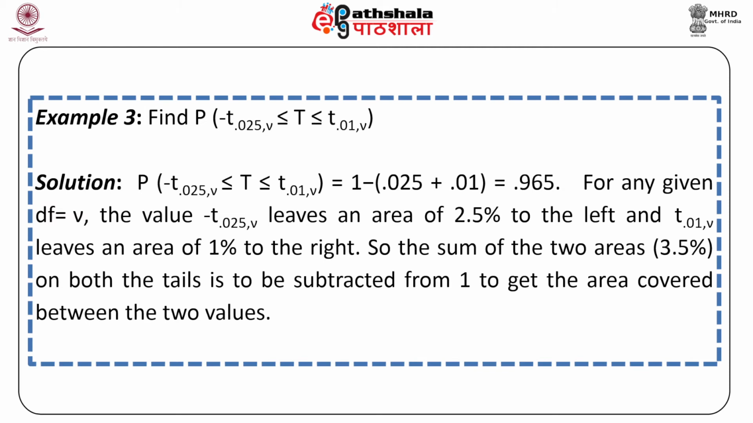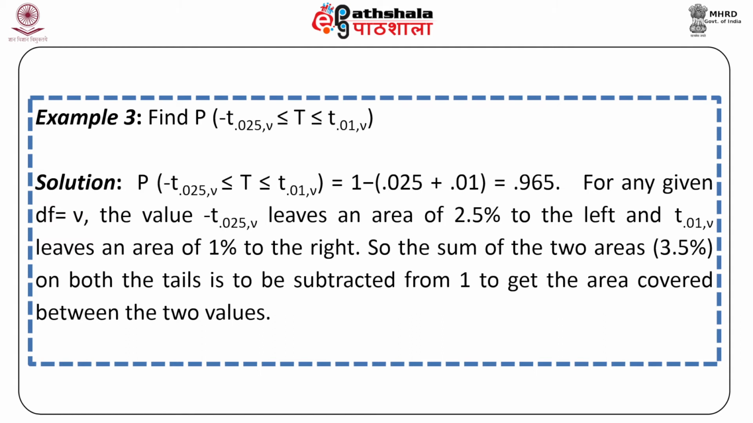Now this required probability, one can see from the table, is equal to nothing but 1 minus (0.025 plus 0.01), which means 0.025 and 0.01 are in the bracket. We are adding these two together, and on simplification this comes out to be equal to 0.965. So from 1 we have subtracted the combined value 0.025 and 0.01, which is for any given degrees of freedom nu.